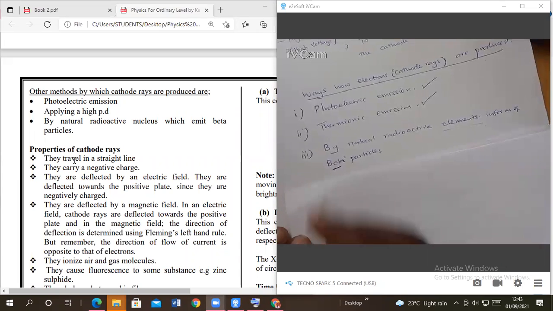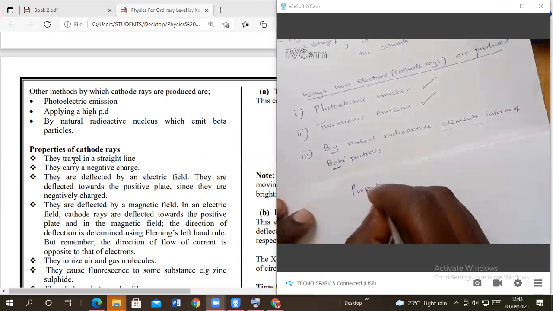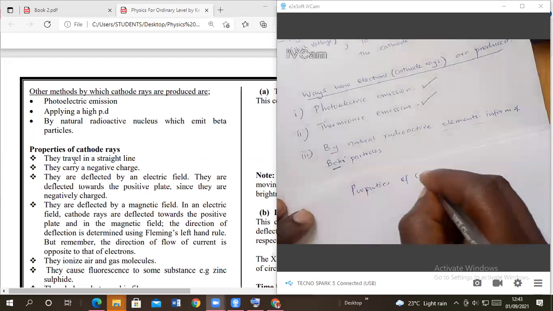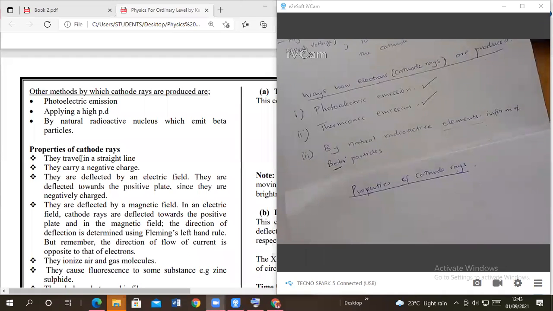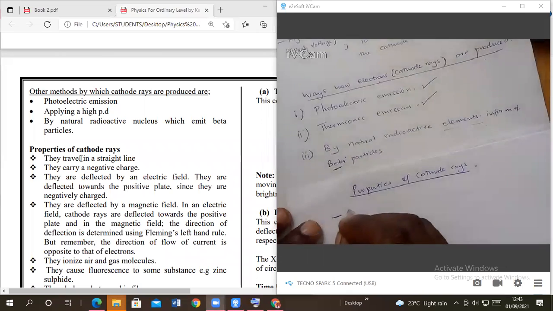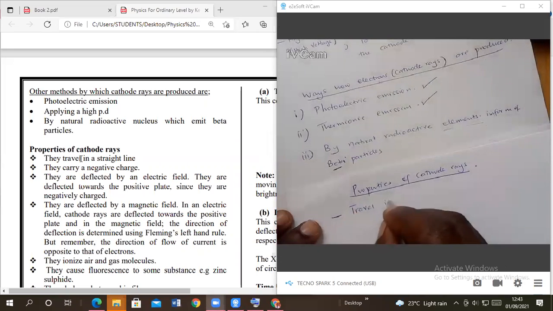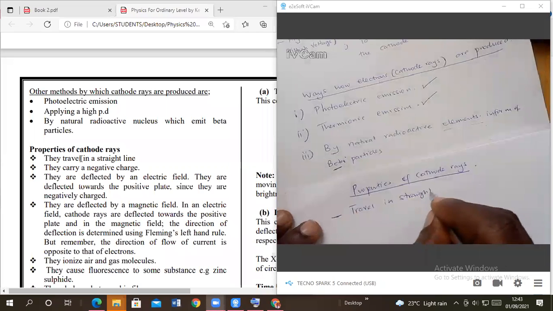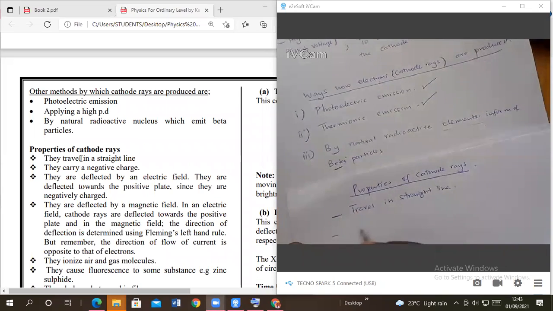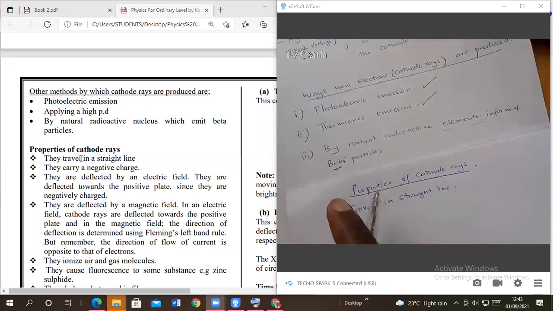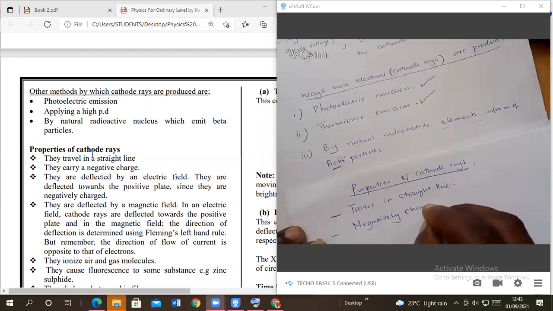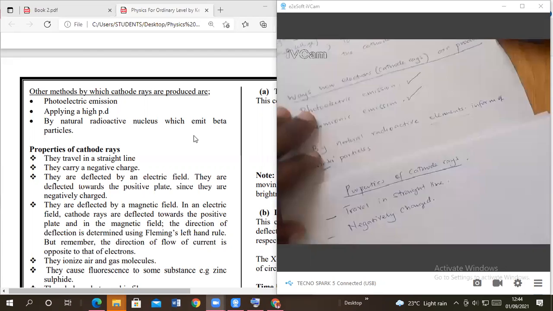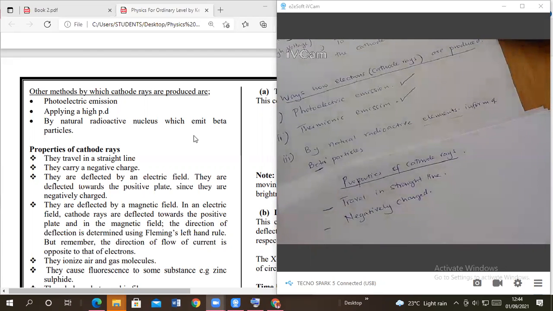So number one, what are the properties of cathode rays? One, they travel in a straight line. Two, they carry a negative charge, so I can say negatively charged. Remember, here I'm just making a summary altogether. They are negatively charged.